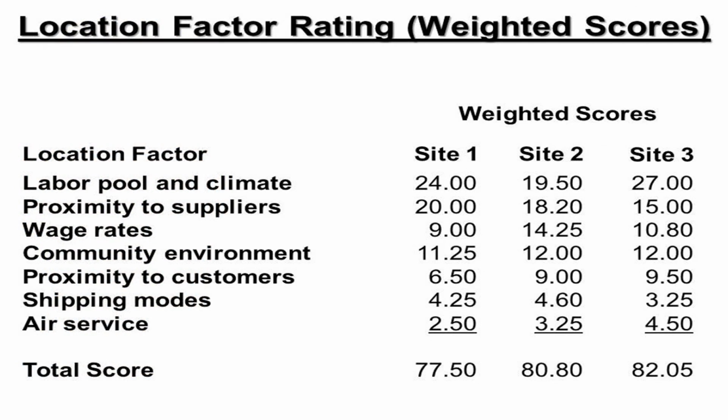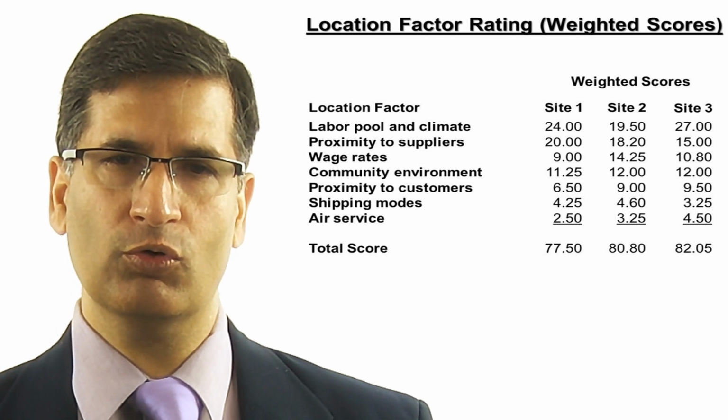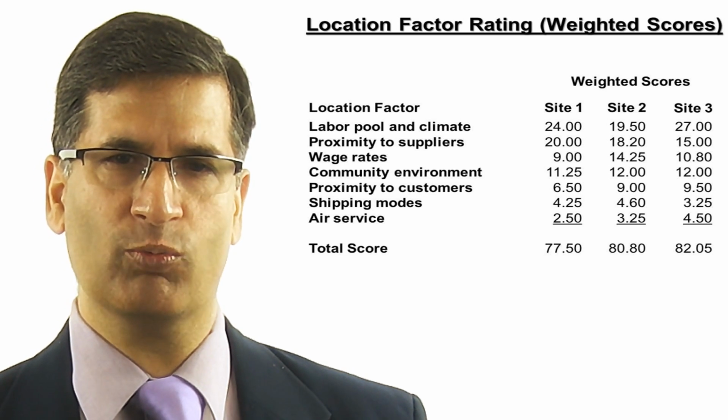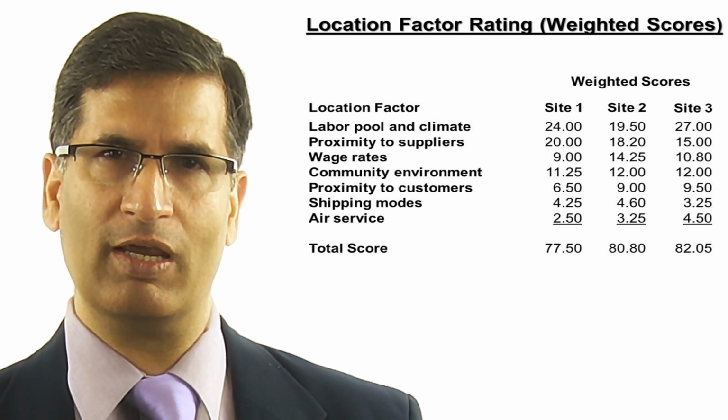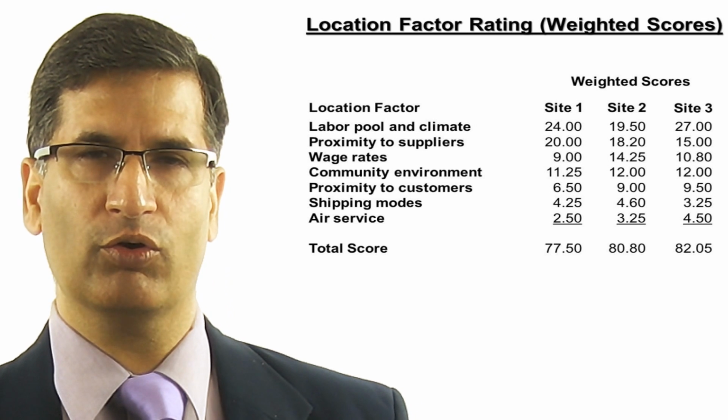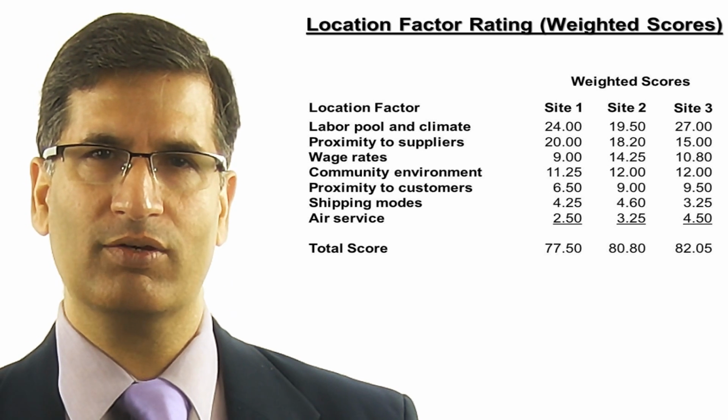Next, you calculate weighted score for each site, which means multiply weights times respective scores and add them up. And if you do that, you get a score of 82.05 for site 3, which is the highest, and your decision should be site 3.